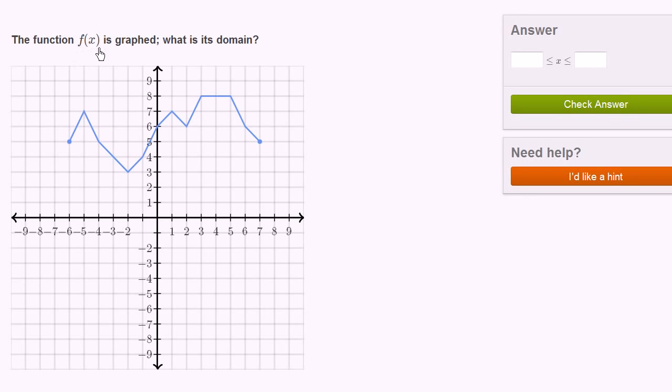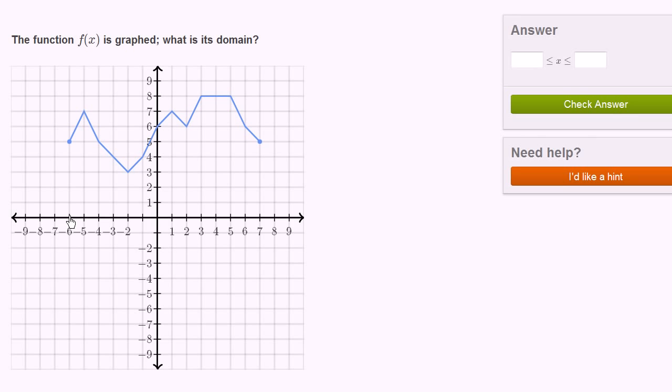The function f of x is graphed. What is its domain? So the way it's graphed right over here, we could assume that this is the entire function definition for f of x. So for example, if we say, well, what does f of x equal when x is equal to -9? Well, we go up here, we don't see it's graphed here. It's not defined for x equals -9 or x equals -8.5 or x equals -8. It's not defined for any of these values. It only starts getting defined at x equals -6.